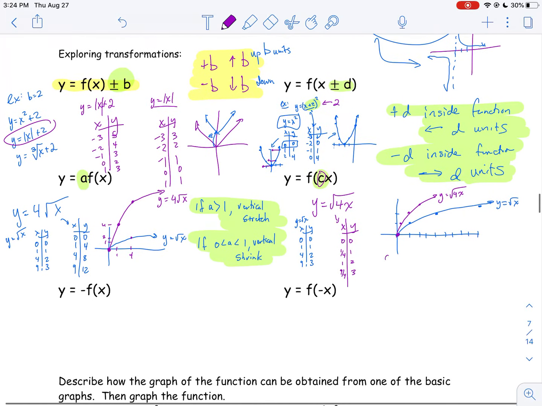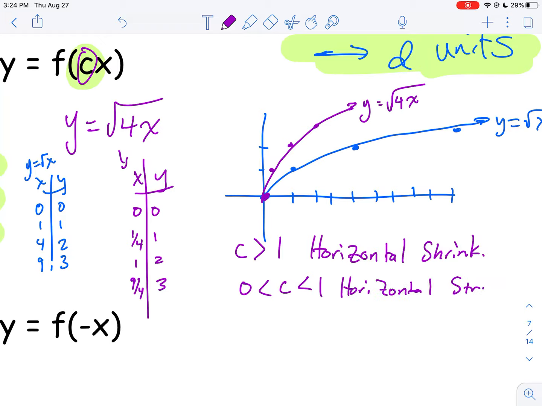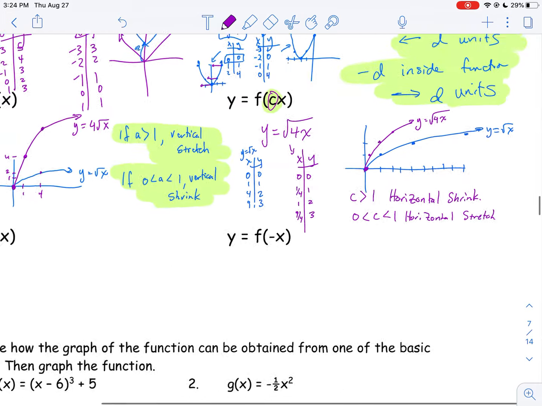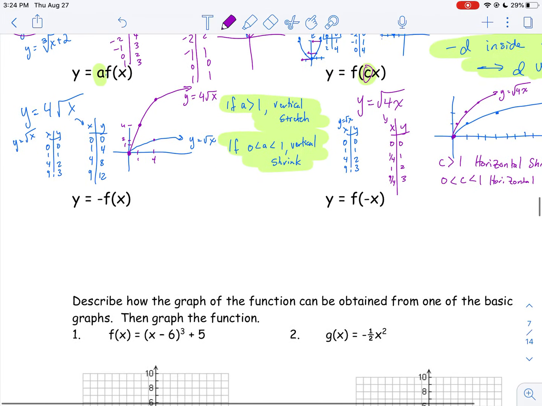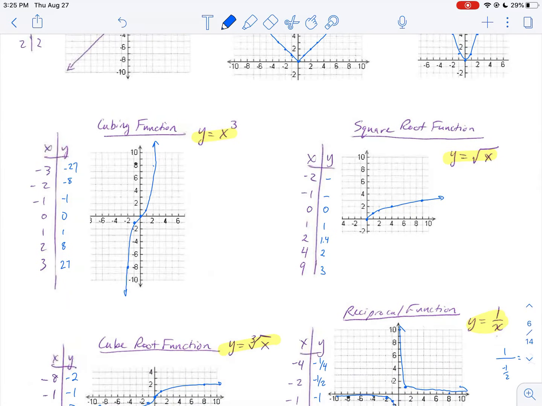So if c is greater than 1, we have a horizontal shrink. And you can explore this on your own. But if c is bigger than 0 and less than 1, we're going to have a horizontal stretch. All right. I know there's a lot going on here. We'll finish this up here in a second. What's one that I haven't done yet? Let's do y equals x cubed.